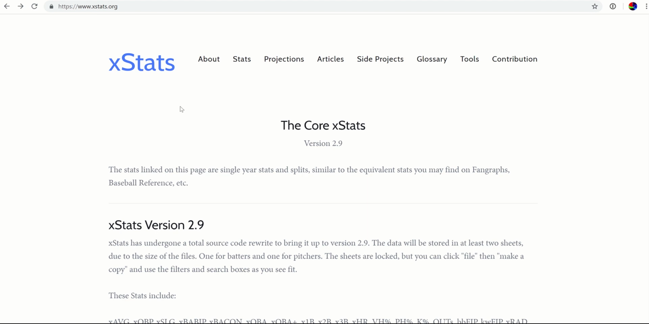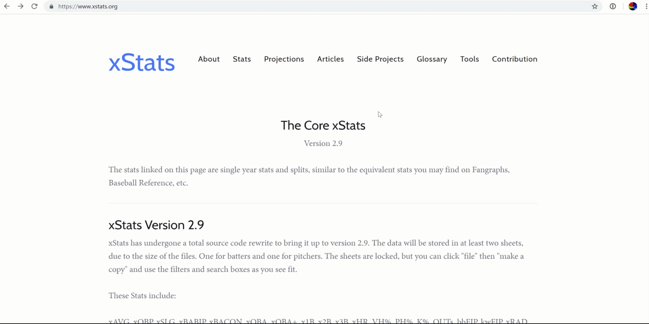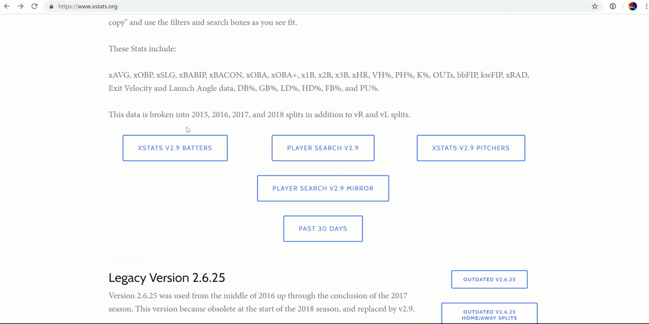How do we use xstats.org? Now I use this in a lot of my analysis, and it starts right here. xstats.org is the name of the website. If you want to access the spreadsheets that Andrew has created, just scroll down right here. You have xStats version 2.9 batters and xStats version 2.9 pitchers, and then you also have the past 30 days for both batters and pitchers. You can't do a custom search over a period of time. That's one of the downsides, but you can look over the last 30 days, so that's a really helpful in-season tool to use.